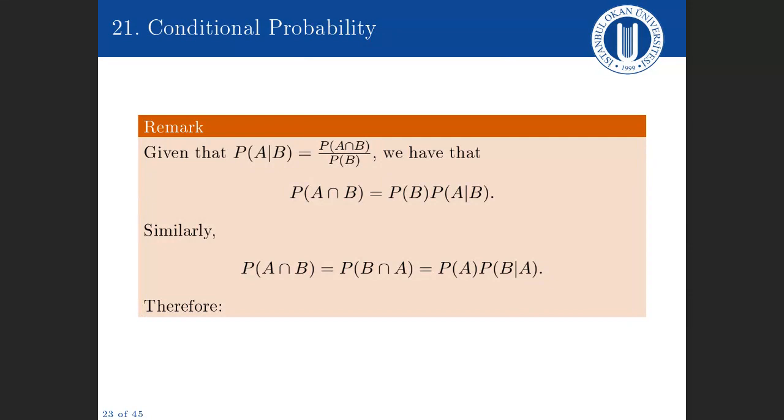Remember that the probability of A given B, the theorem told us, is the probability of A intersection B divided by the probability of B. We can rearrange this by multiplying both sides by probability of B. That's the same as saying that the probability of A intersection B is equal to the probability of B multiplied by the probability of A given B. Now, A intersection B is always the same as B intersection A. We can swap B and A around.